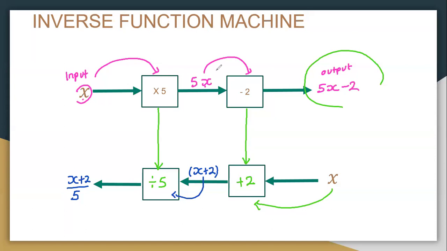Yes, Vicky? So I've not understood where they got that divide sign. No, the inverse of a multiplication is a division. Okay, thank you.